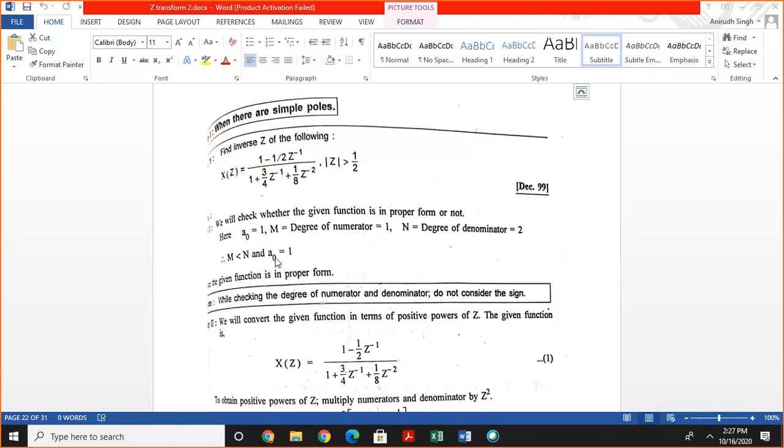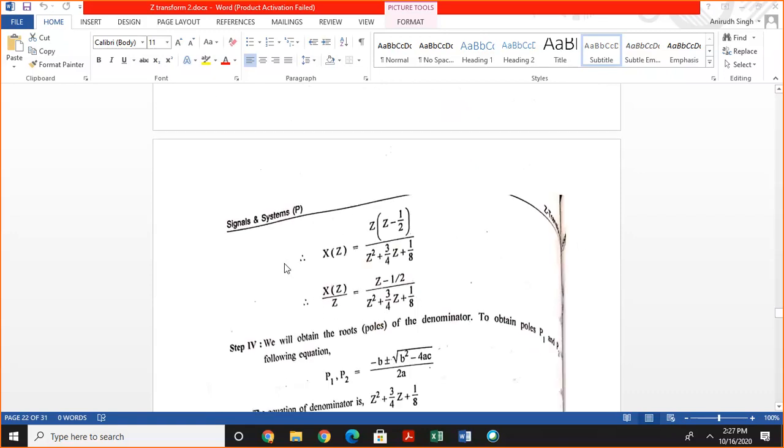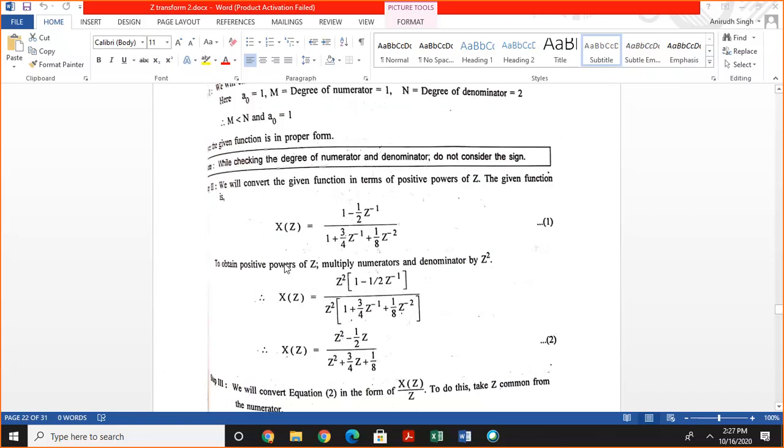Here this is a naught. Value of a naught is 1. Degree of numerator is 1, degree of denominator is 2. It means that degree of denominator is greater than degree of numerator, and value of a naught is 1. So given function is in proper form.